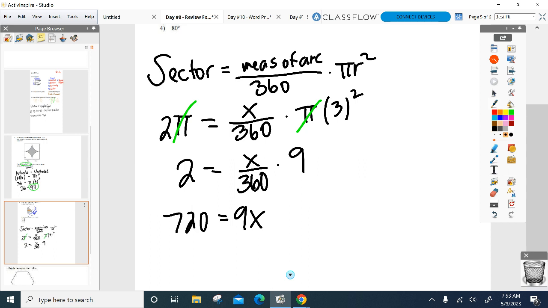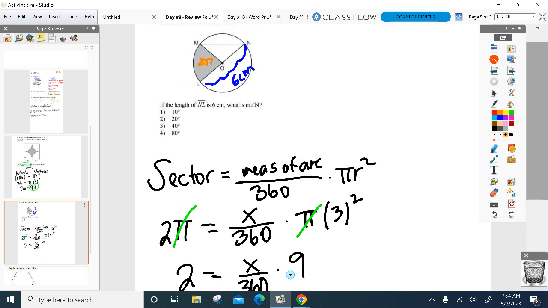And then divide by 9. All right, now we'll talk here. Now we got to go back to the circle unit from unit 10, last unit. That's 80. What did we just solve for? The measure of the arc. That's 80 degrees, and I'm looking for angle N.